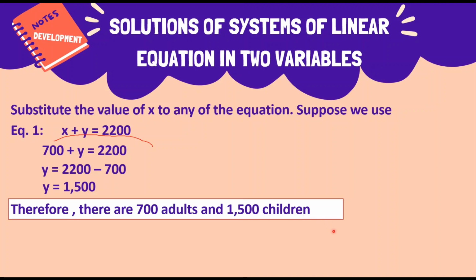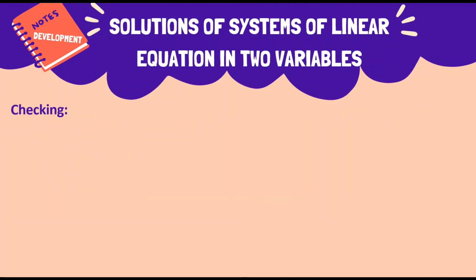So that will be our answer. Now, let us have the checking. From our first equation, we have x plus y is equal to 2,200. The values of our x and y are 700 and 1,500 respectively. So, let us substitute. The value of x is 700, the value of y is 1,500, and the sum is equal to 2,200.